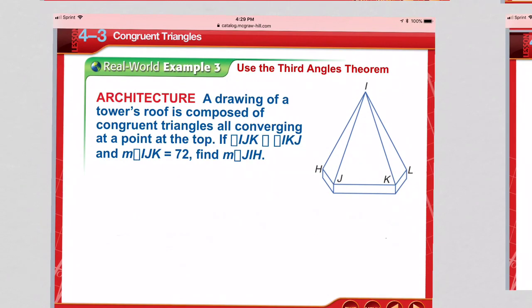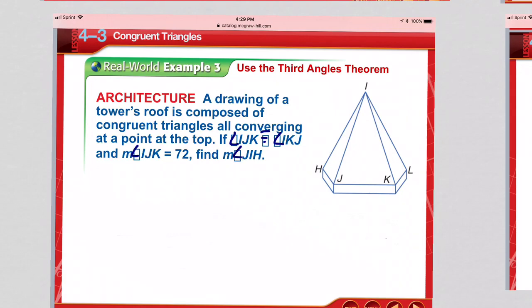So I'm going to have to draw in some of these symbols. Sorry, these should be angles. Let me start that again. If angle IJK is congruent to angle IKJ, and the measure of angle IJK is 72, I want to find the measure of angle JIH.